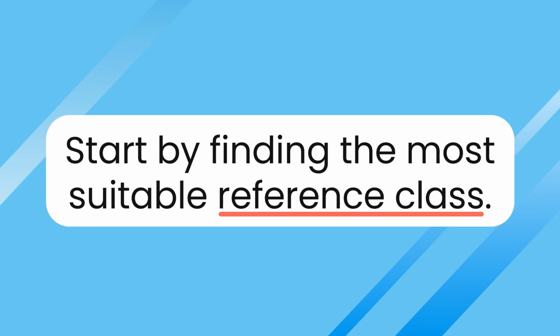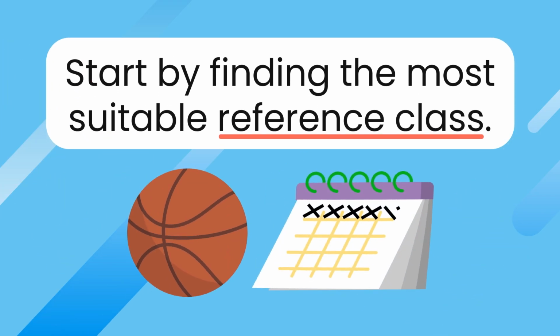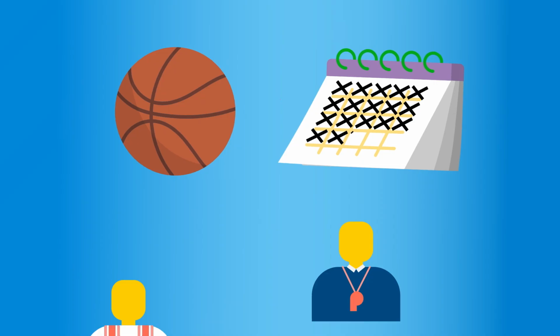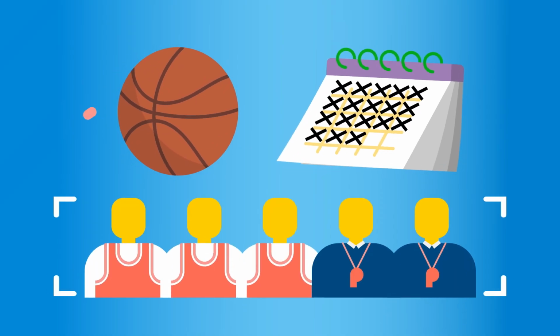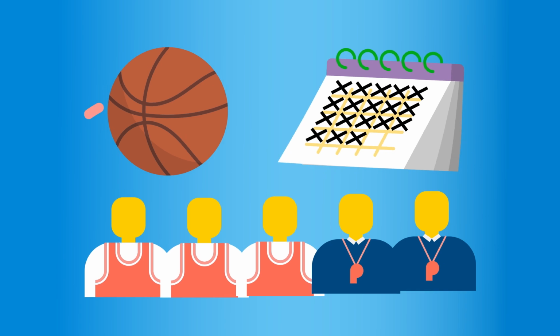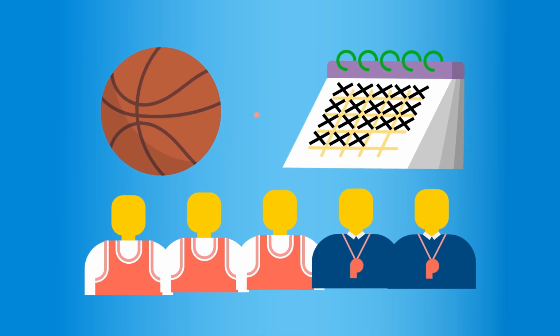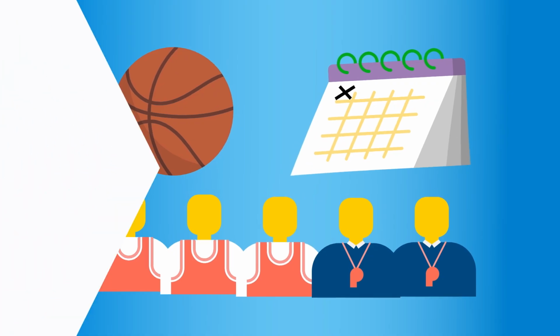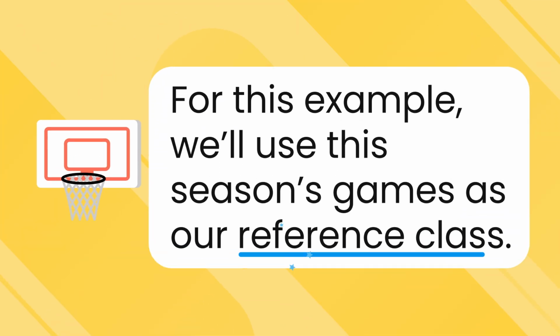For this example, you'd likely want to use games between the Meteors and the Wildcats from this season, since last year's teams may have included different players and coaches. Of course, if you are at the beginning of the season, there might not be enough games to make a big enough sample size. In that case, your next move would be to use last season's games as your next best reference class. For this example, we'll use this season's games as our reference class.